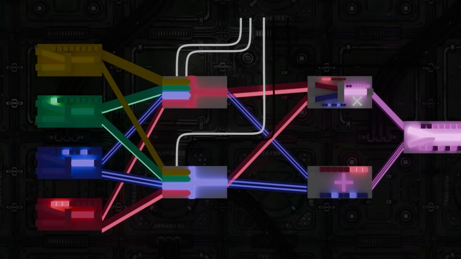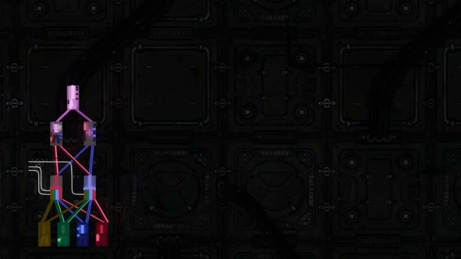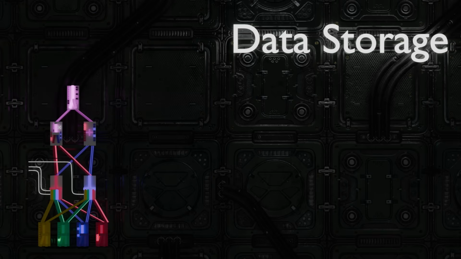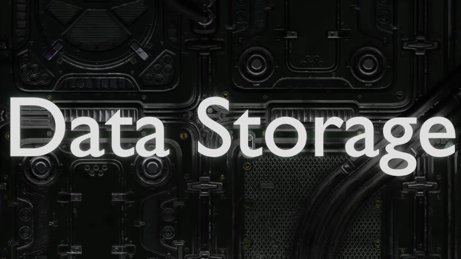So first we need to start the CPU. CPUs have a lot of different functions, but the ones we're mostly interested in are the data storage, data manipulation, and operation manipulation. What this basically means is that first of all, you can store numbers inside CPUs. You can store them in registers, but there is also other methods of storing more numbers inside cache.